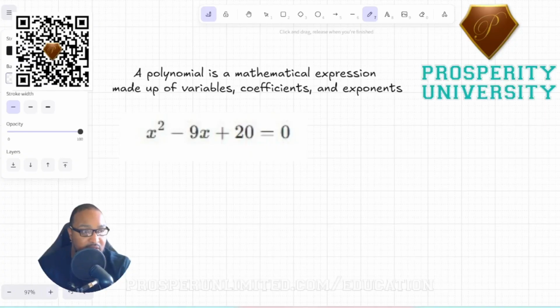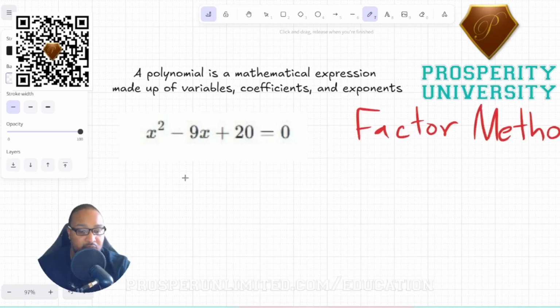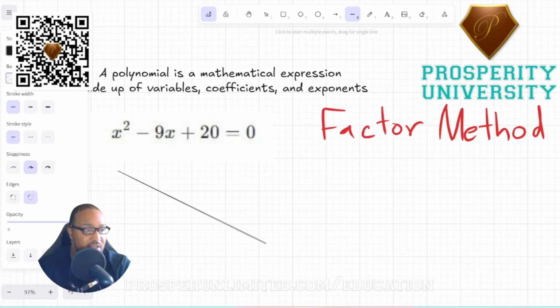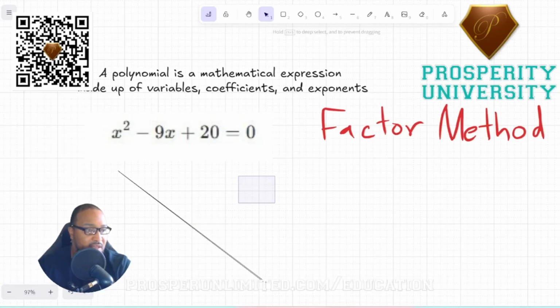Now, how would we solve something like this? You're wondering how. Well, it's already solved, right? It equals 0. But we need to factor it. We're going to use the factoring method, and we're going to factor out this polynomial expression. So first, I want to use what I like to call the cross method. It's just something I named it. Has nothing to do with nothing.